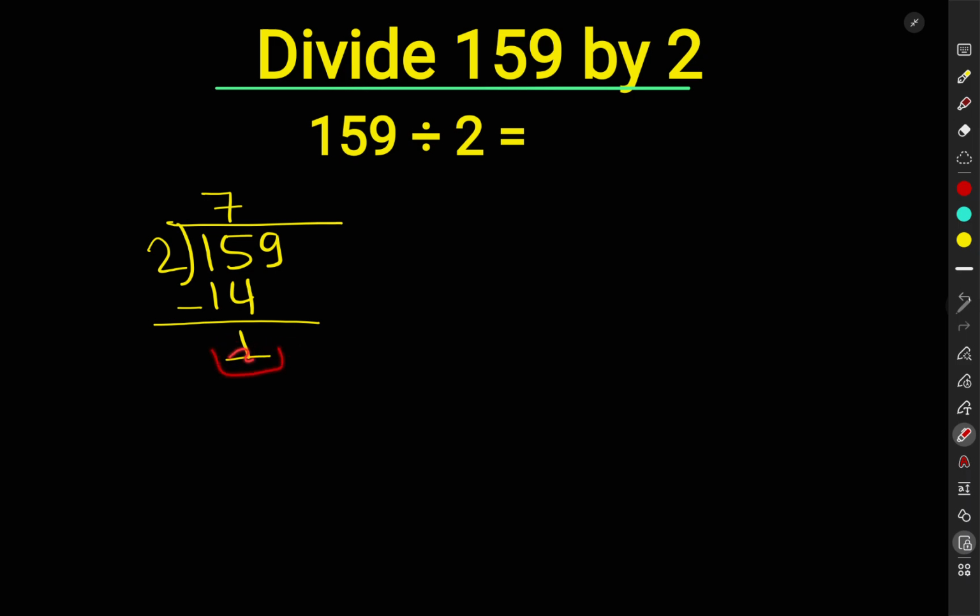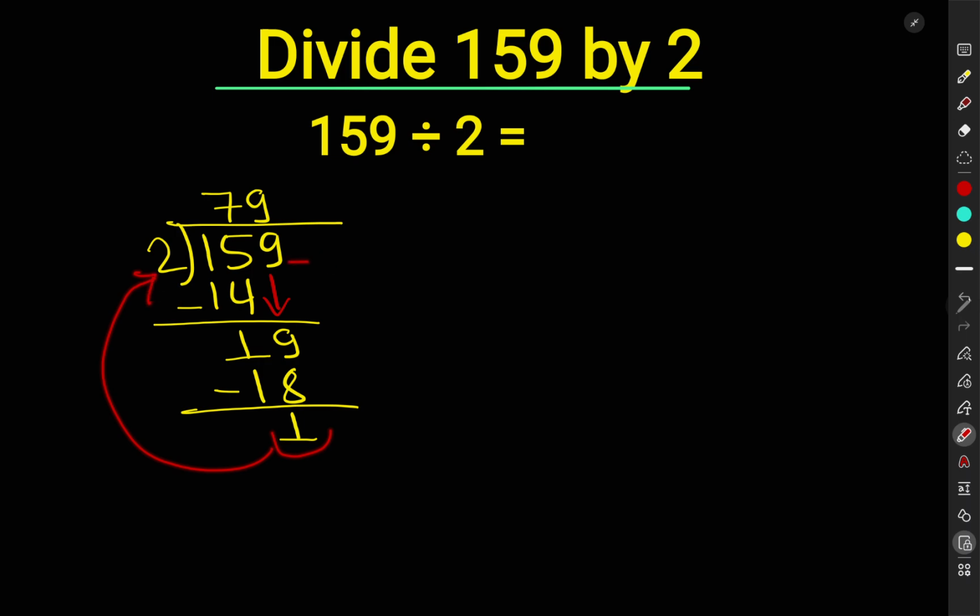So now this 1 is less than 2, so we bring down this number 9. So it became 19 and 2 times 9 means 18. On subtracting we got 1. So again this 1 is less than 2 and there is no other number beside.